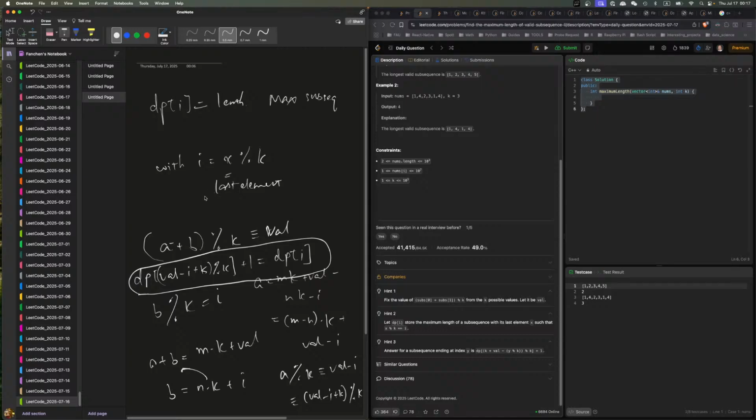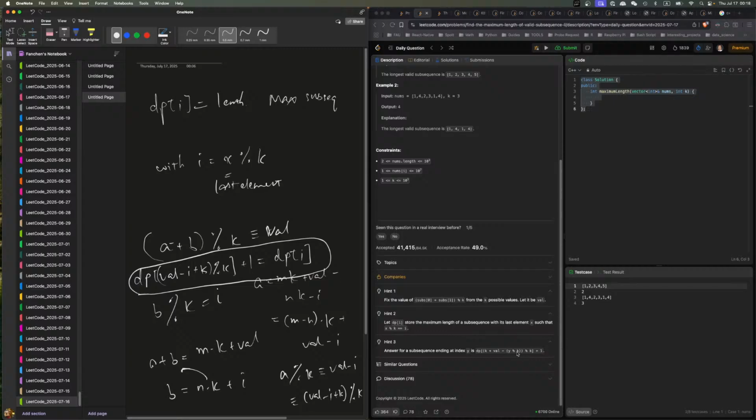That might be the relationship, because a is the previous number, right? So, but what do I do? How do I implement? And what to think about this?